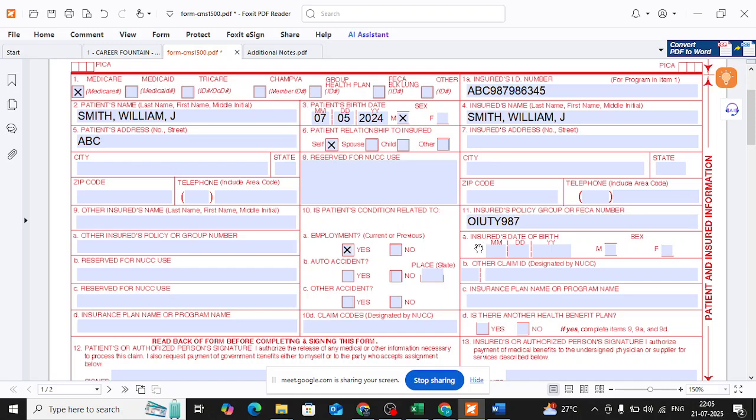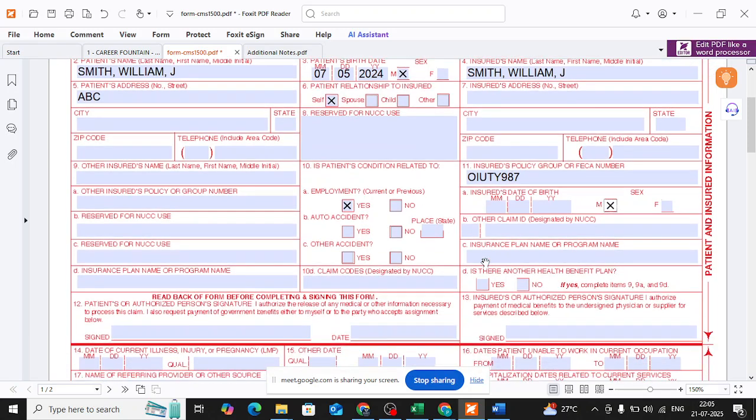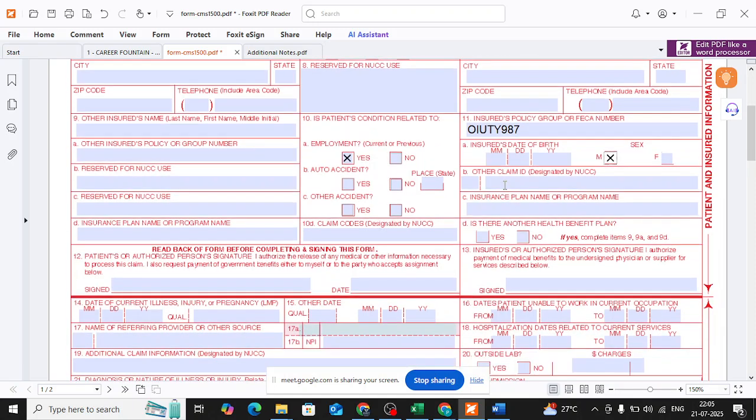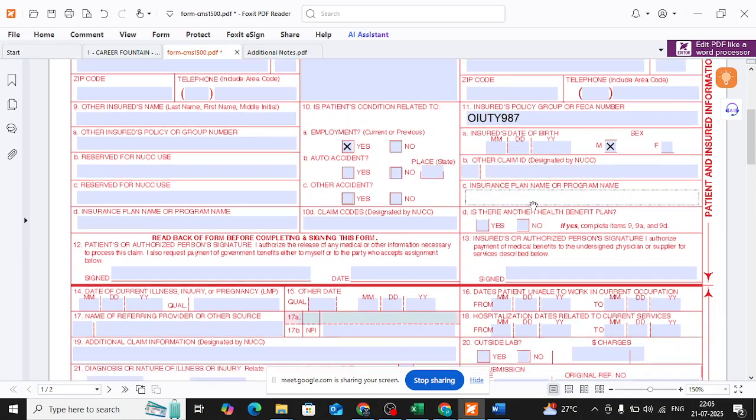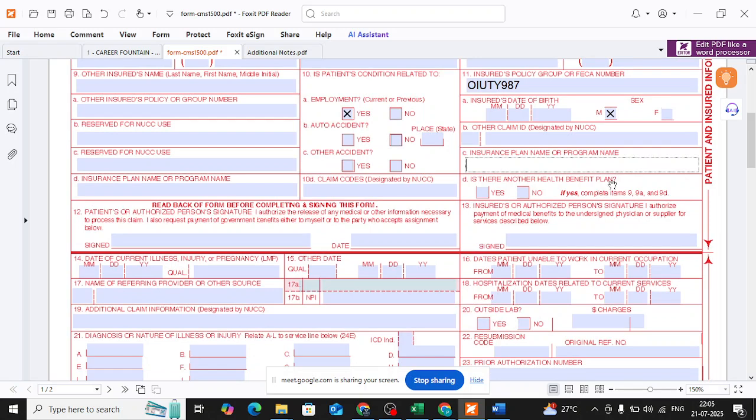Box number 11A is the insured's date of birth, in the same format, MMDDYY, and then gender. Other claim ID, ignore it. Is there another health benefit plan? If the patient has one or two more insurances, then yes or no.